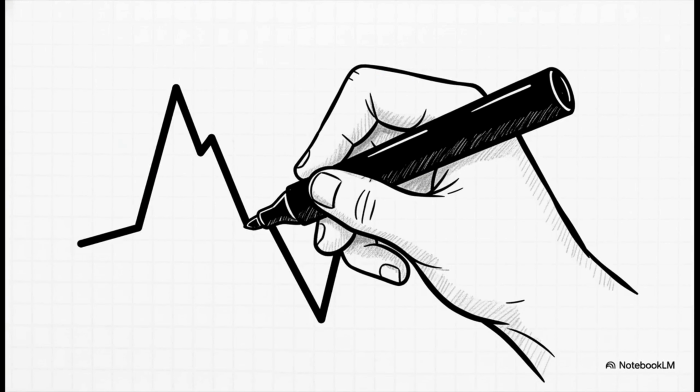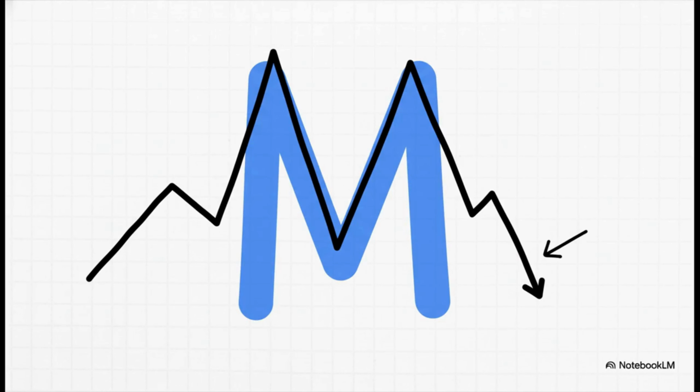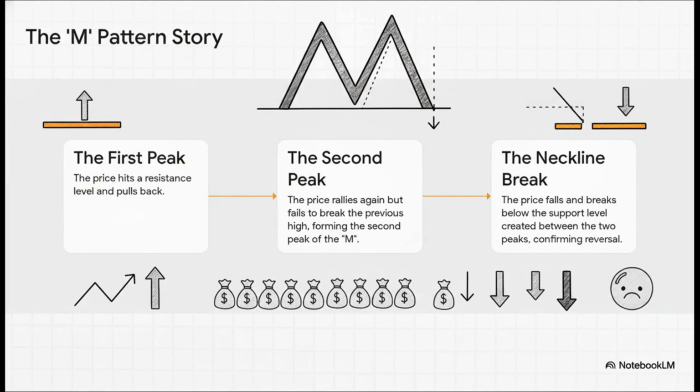And what's so cool about these reversal patterns is just how intuitive they are. Seriously, it's almost like the market itself is drawing you a picture, giving you a heads up about what it's planning to do next. I'm not kidding. Sometimes it is literally as simple as the letter M. This is one of the most common and recognizable signs that a strong upward trend might be getting tired and ready to roll over.